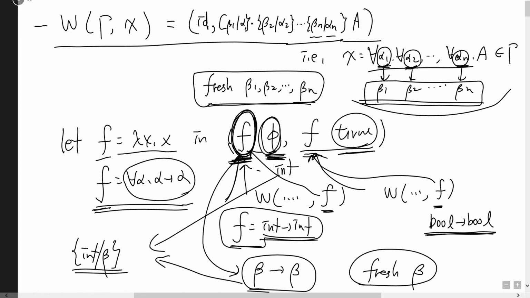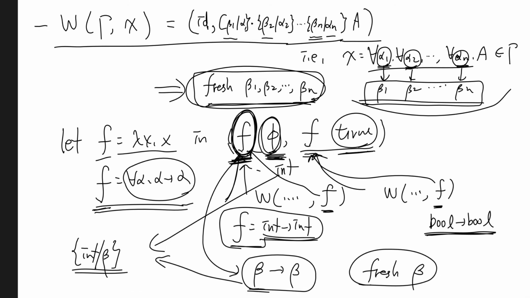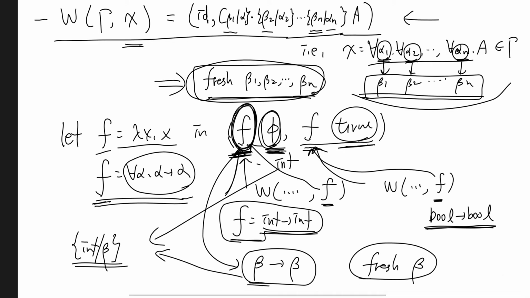But you have to make sure that all these type variables, beta 1, beta 2, through beta n, are all fresh type variables that have never been introduced before. Then this is the safest action, the most conservative action that you can take in order to deal with this variable. So this is the first case. What about the second case?